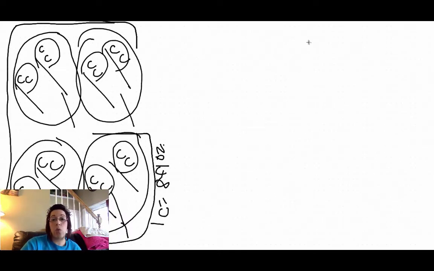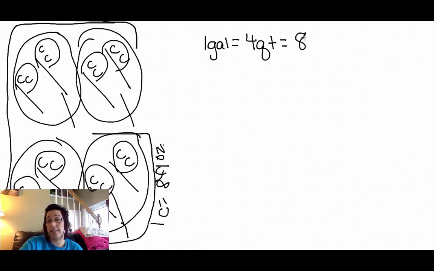So in my 1 gallon, 1 gallon equals 4 quarts, 2, 4, 6, 8 pints, and 2, 4, 6, 8, 10, 12, 14, 16 cups.